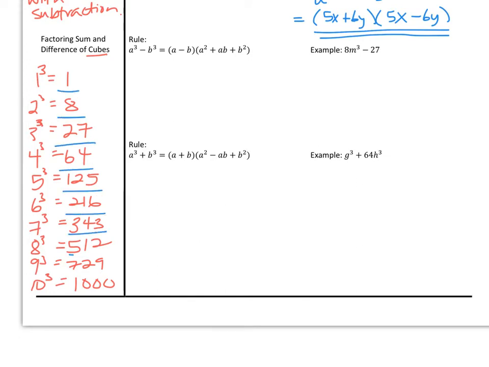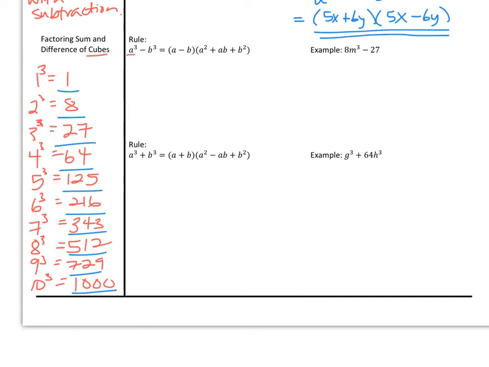For variables, it would be any exponent that's a multiple of 3. Like x cubed would be a perfect cube. X to the 6th power would also be a perfect cube. X to the 9th power. So what we'll have to do is determine what makes a perfect cube and if it follows either of the rules on the right. Let's start off with subtraction.